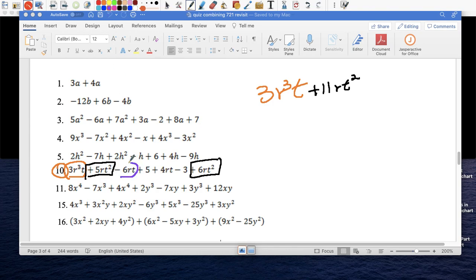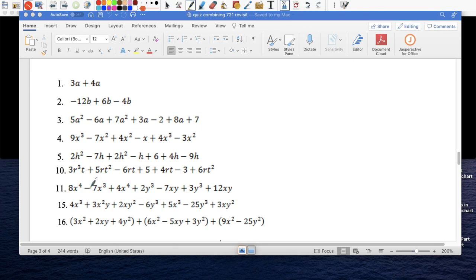Next, there's something here that says negative 6rt, and something else here that's rt, so it's going to be something rt. Negative 6 plus 4 is negative 2. And finally, 5 minus 3 is going to be positive 2. And that's it. Guys, we're adding and subtracting. The only difference is that you add and subtract like terms. That's the only difference here.